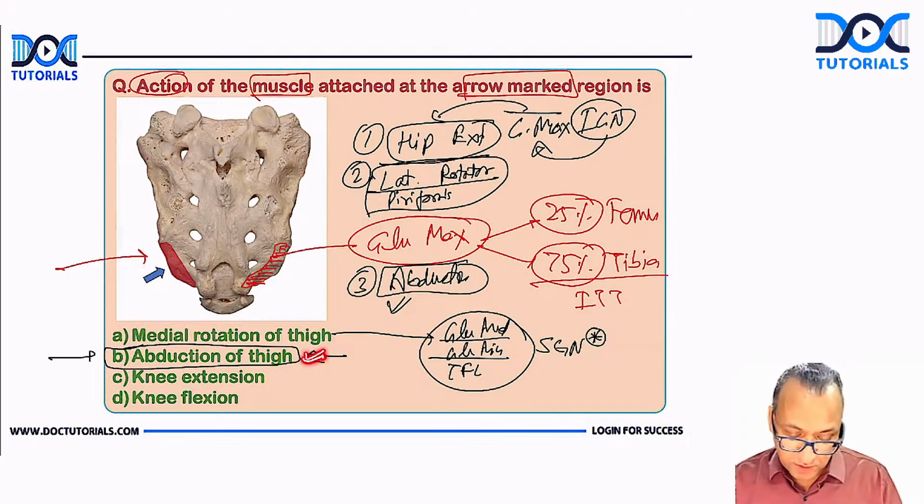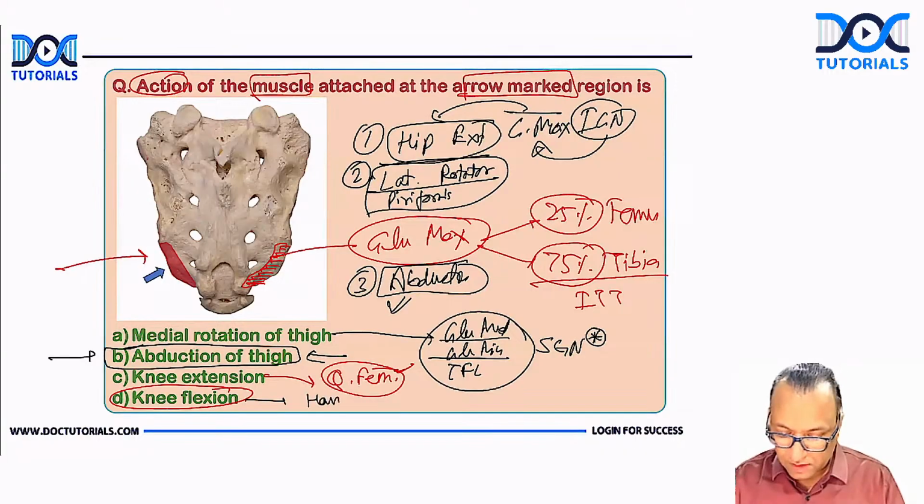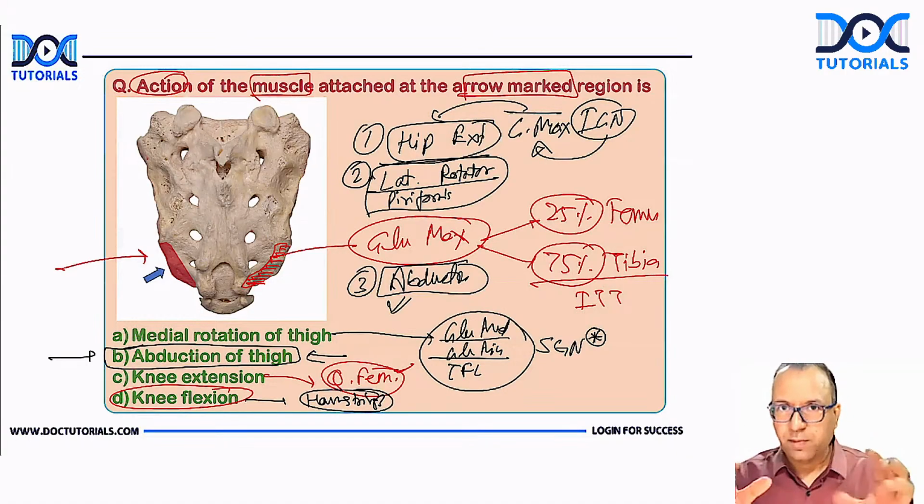So abduction is good. What about knee extension and knee flexion? Knee extension is done by quadriceps femoris chiefly. Though, understand, the iliotibial tract helps in extension, but that is too far a thinking. It is quadriceps femoris which works for knee extension. Then what about knee flexion? It is the hamstring muscles which work for knee flexion, not the gluteus maximus. For gluteus maximus, you should focus upon the hip joint.